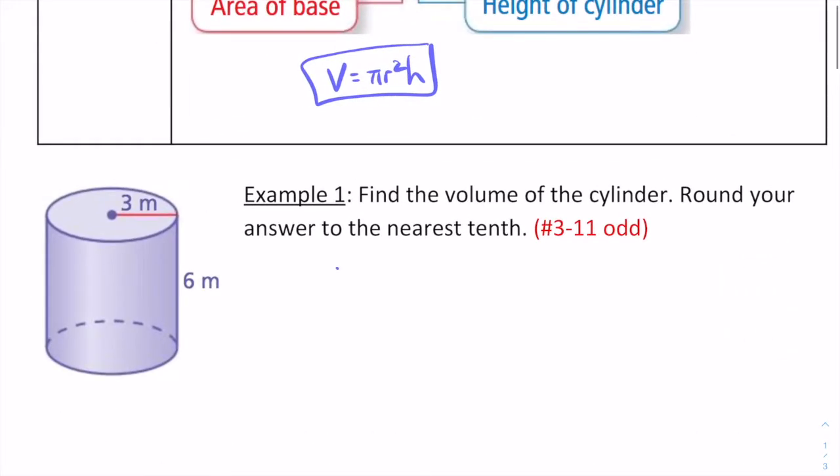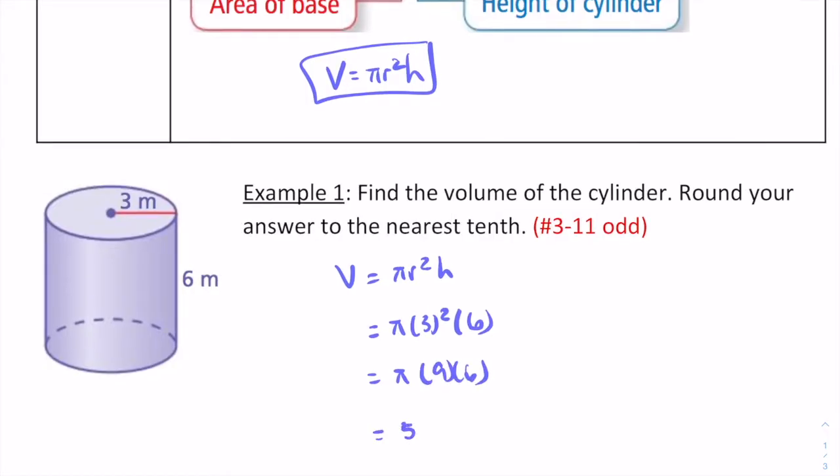So always write the formula down. V equals pi r squared h. You get pi times 3 squared times 6. Don't forget order of operations. You get 9 times 6. So you get 54 pi. And you can use 3.14 for pi. So when you do that, you get 169.56, but because it says to the nearest tenth, you will approximate that. That simply means approximation, 169.6. Don't forget units, meters cubed.